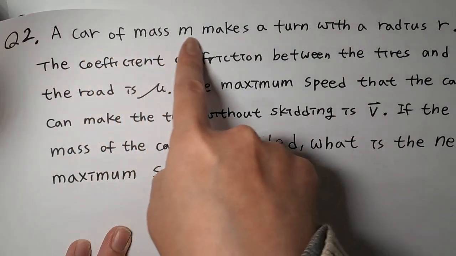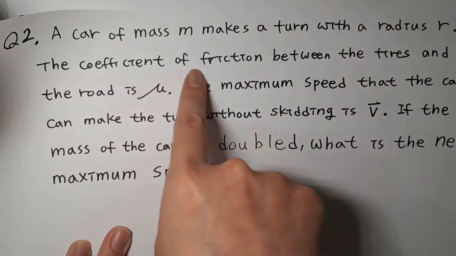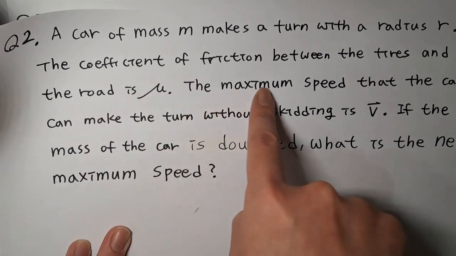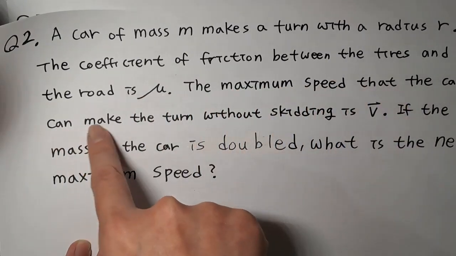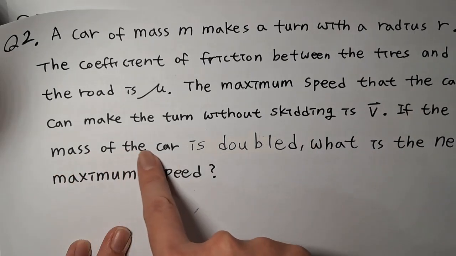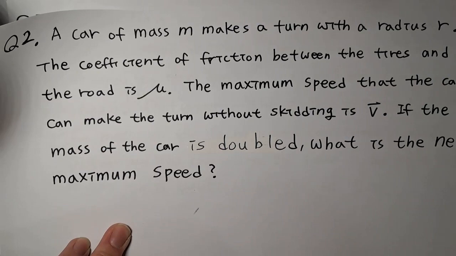A car of mass M makes a turn with a radius r. The coefficient of friction between the tires and the road is mu. The maximum speed that the car can make the turn without skidding is velocity. If the mass of the car is doubled, what is the new maximum speed?